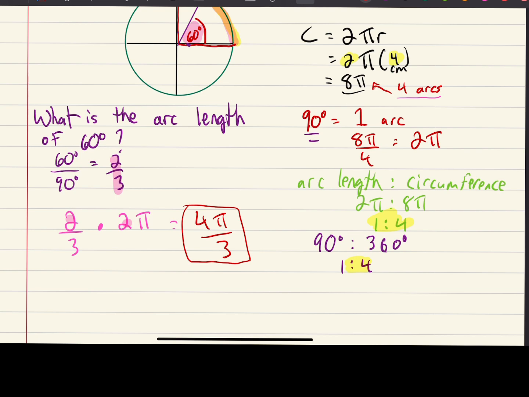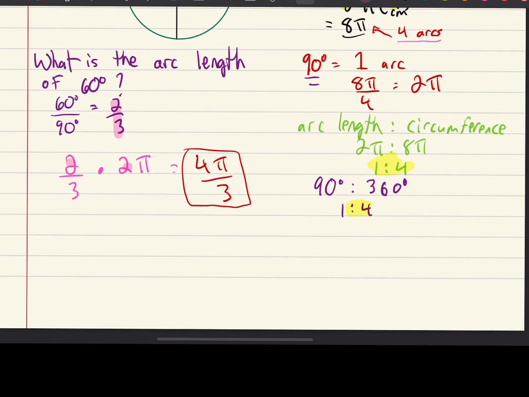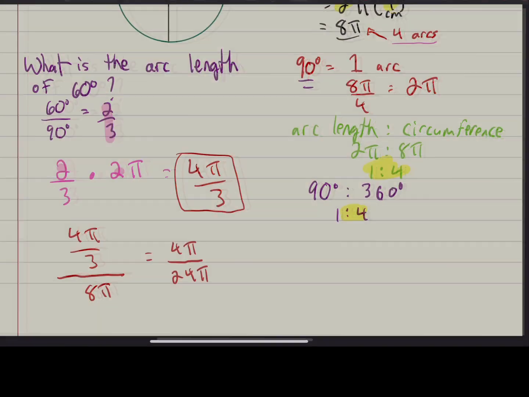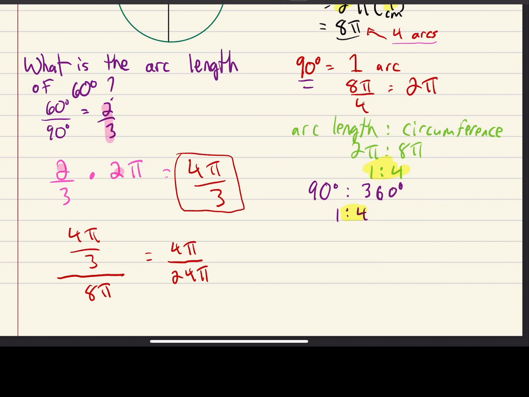Now, does this make sense if I compare the two ratios? Let's say I take the arc length and compare it to the circumference. So if I go 4 pi over 3 divided by 8 pi, this breaks down into 4 pi over 24 pi, which, if I divide 4 into 24, breaks down into 1 over 6. Okay, that is the ratio between the arc length and the circumference.